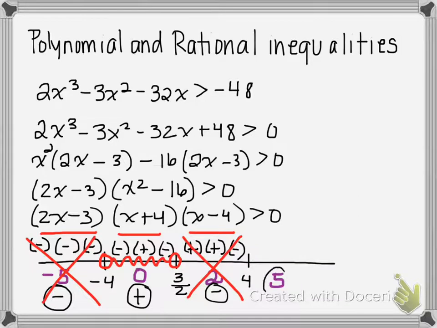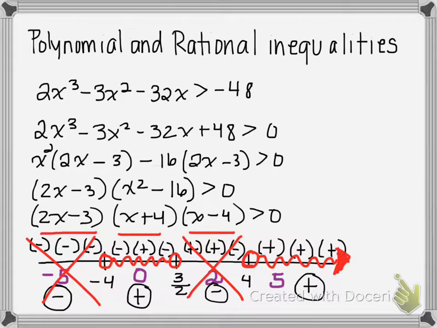And on the right here, at x equals 5, when I plug in for 2x minus 3, I'm going to get a positive value. For x plus 4, I'm going to get a positive value. And for x minus 4, I'm going to get a positive value. So positive times positive times positive is positive. 4 is not included. If you look at the 4 on the number line, I'm not including that. And then I'm including all of these on the right.